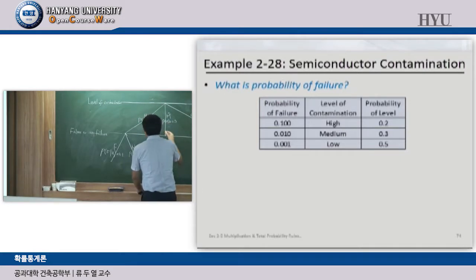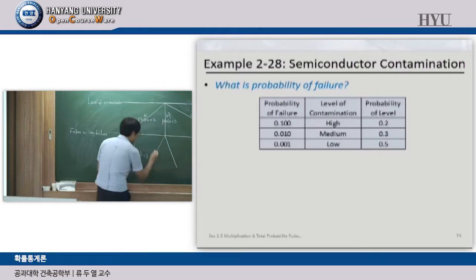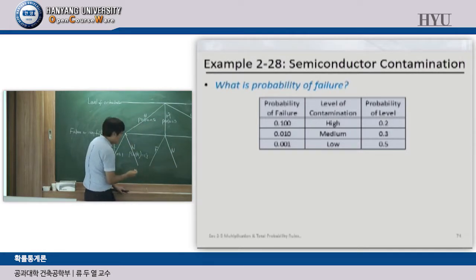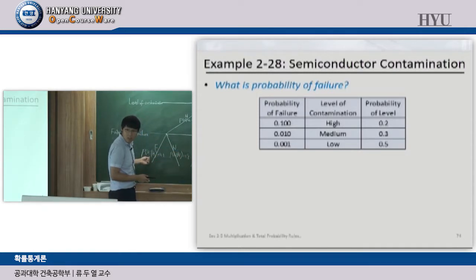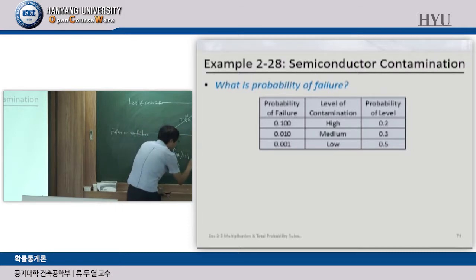And for the case of medium level of contamination, we also have two options. First one is the failure, and the other one is non-failure. Okay? So in this case, we also have to apply the conditional probability, right? Because the probability of failure can be obtained when the medium level of contamination is obtained. So the conditional probability of failure given the medium level of contamination equals 0.01 here, right?